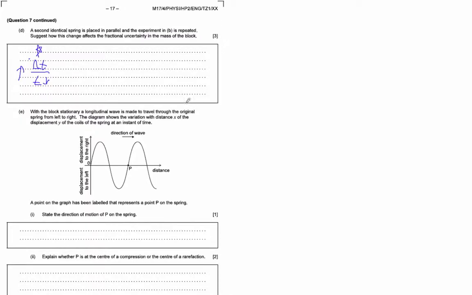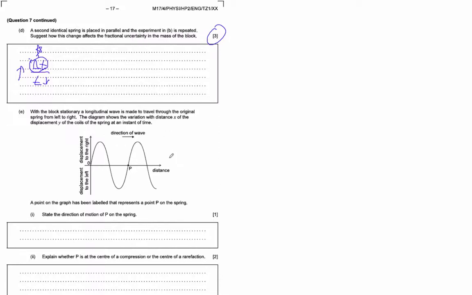Now, I was very specific about this, but you don't have to be that specific. It's 3 marks, and just make that general argument. So what happens to the period? When the period decreases, what happens to the fractional uncertainty of this? If this stays constant and this gets smaller, what happens to that fractional uncertainty? If that fractional uncertainty changes, what happens to the fractional uncertainty of the mass of the block?